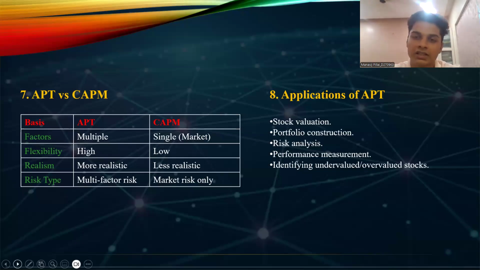Then there is risk analysis, where we identify exposure to inflation, interest rates, and GDP growth. Then there's performance measurement, where we evaluate our portfolio on the basis of what factor risks we have taken, and then we make an investment decision on whether the stock is overvalued or undervalued, and whether we should or should not invest in it.